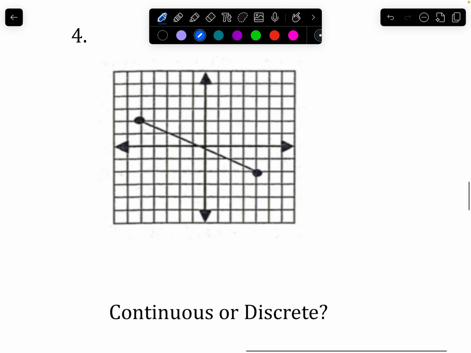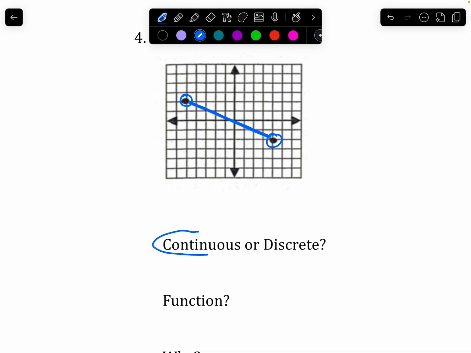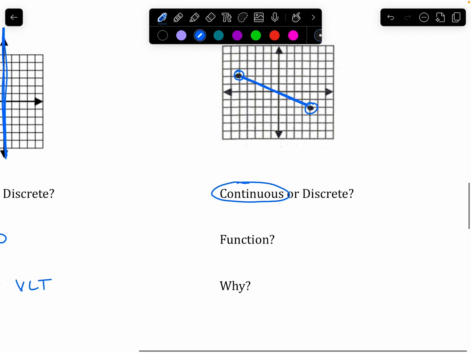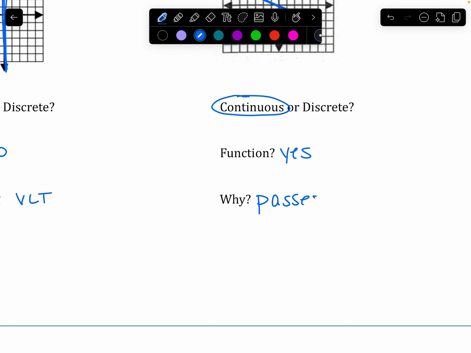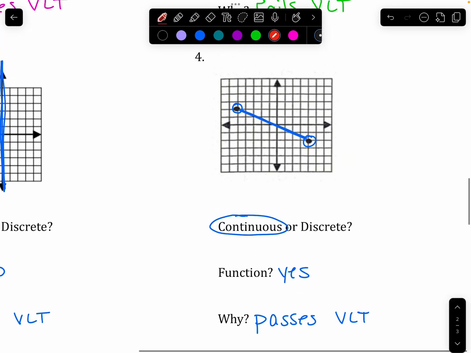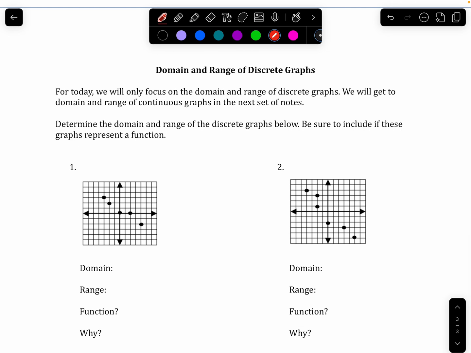Looking at number 4, is this continuous or discrete? I know that I have an endpoint here and an endpoint here, but between those 2 data points, my graph is unbroken. Those 2 dots are connected to each other by a line segment, okay? So because of that, this is technically unbroken data, and that means that it is a continuous function. Is it a function? Does it pass the vertical line test? Yes, it does. So my reason would be that it passes the vertical line test. Again, I could choose anywhere to draw a vertical line, and no matter where I draw it on my graph, the graph will only touch my vertical line once.